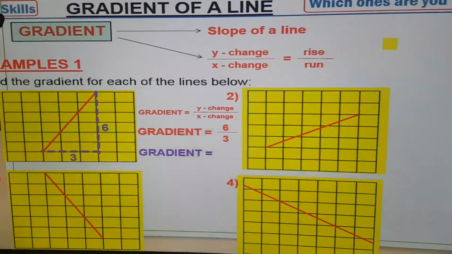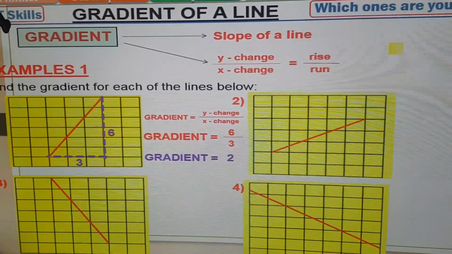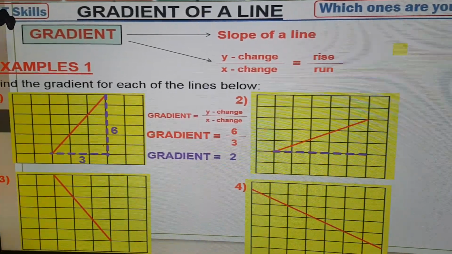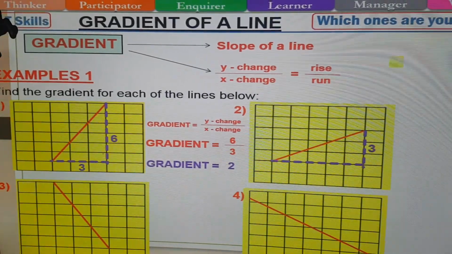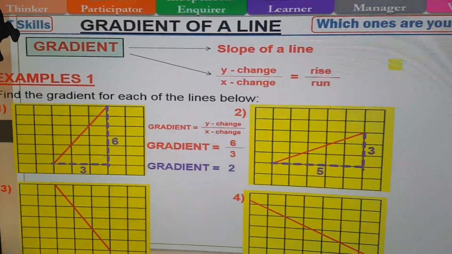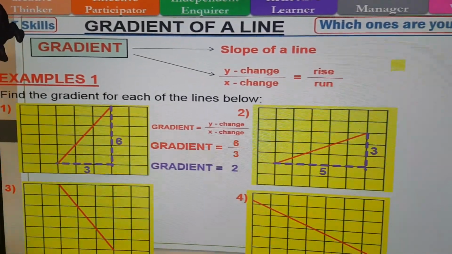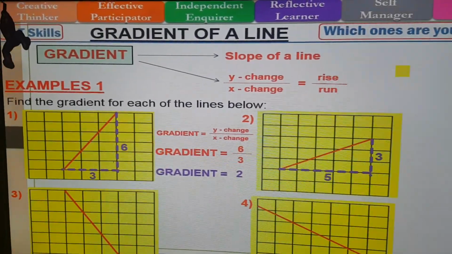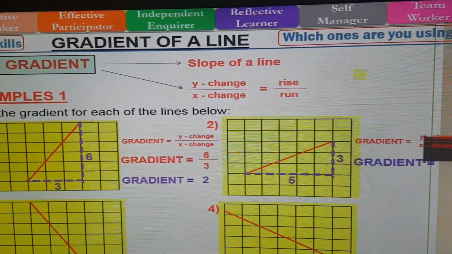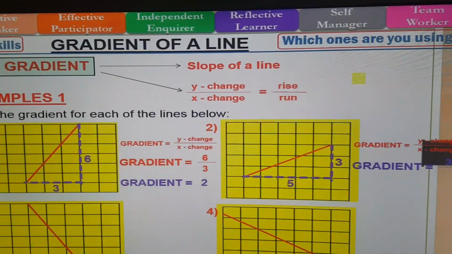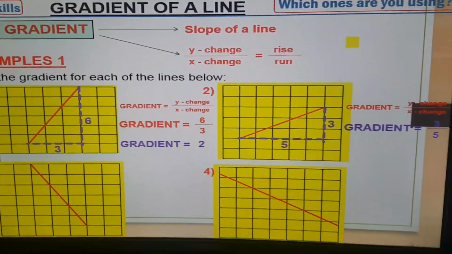Now, let's move on to question 2. Our change in y is 3 units, and our change in x is 5 units. So the gradient will be equal to 3 over 5. So the gradient is 3 over 5.